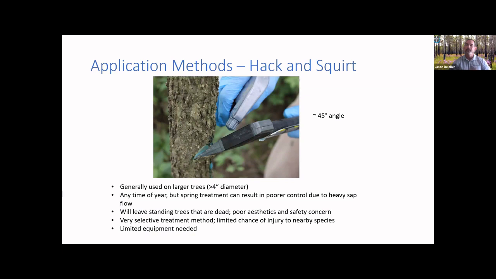I think a lot of times we see it used on larger trees. I like to use it on 4 inches or larger trees. Certainly when you get above this limit, you would use basal bark applications. I think this has a good fit. It can be done any time of year, certainly, but as Dr. Enloe mentioned, the spring treatments generally are going to be poor just because of that heavy sap flow.